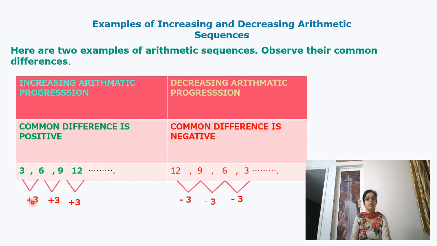Similarly, take another pair in the sequence, that is 6 and 9. Subtract the previous term from the subsequent term. That is, we are going to subtract 6 from 9 and we will get plus 3. And the same difference is repeating every time. Hence, the common difference is same. Therefore, it is an AP as well as the common difference is positive.